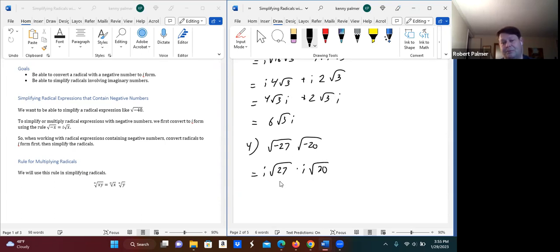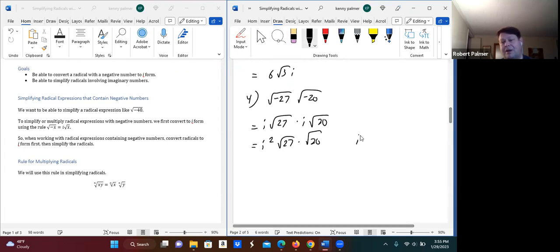Now, since we're multiplying, we can multiply in any order. And so I'm going to put my i's together and make this i squared times the square root of 27 times the square root of 20. Now, in the same way, we also want to simplify these radicals if we can. So take a look at each one.